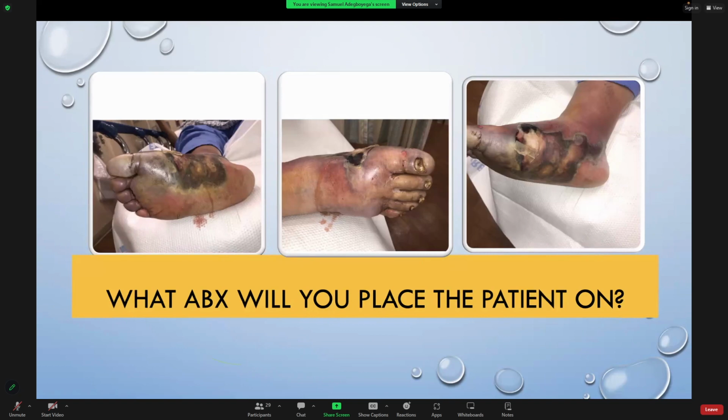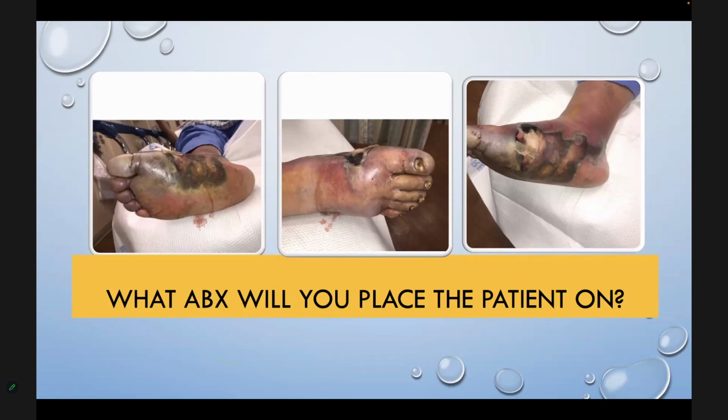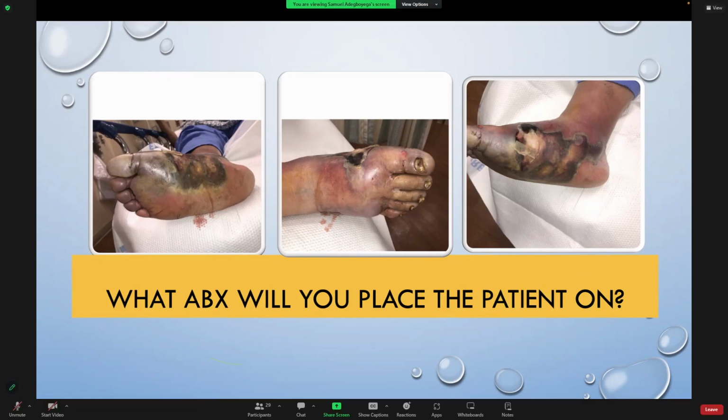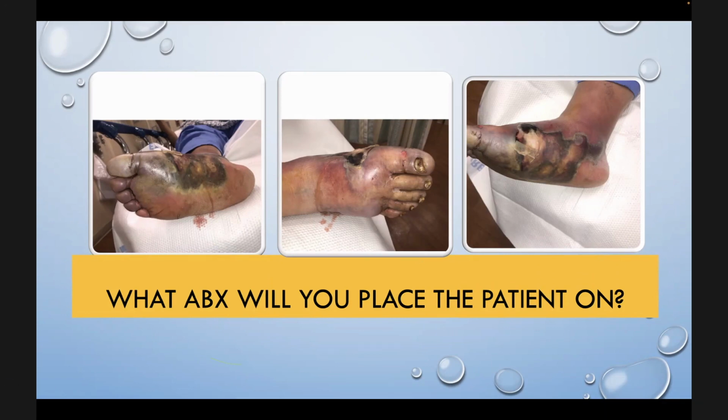The next one I want to go over real quick, I don't have a slide on this. If I show you this foot and I ask you, based on the IDSA classification, would you say this is a mild infection, moderate infection, or severe infection? What would you say?